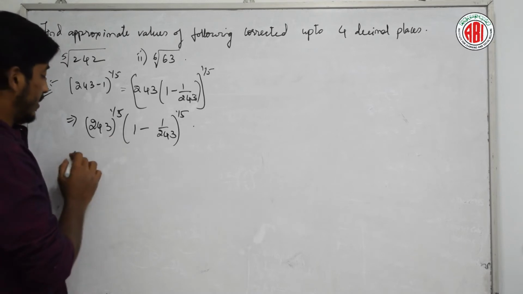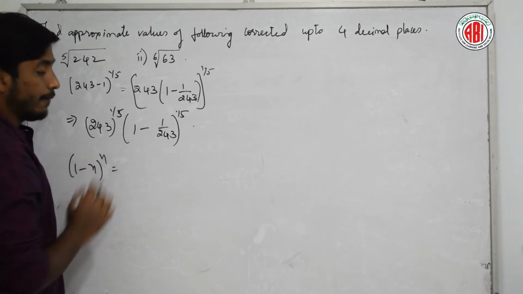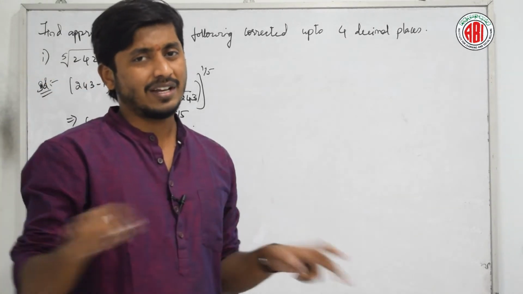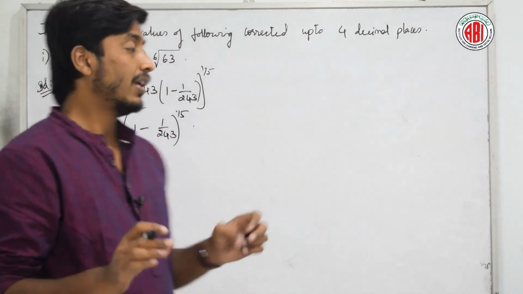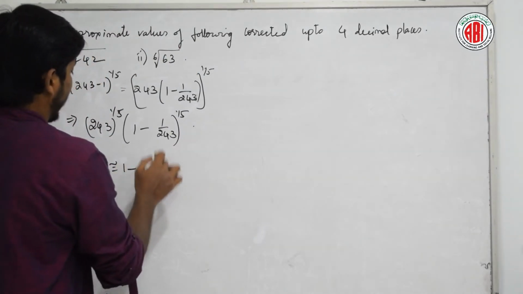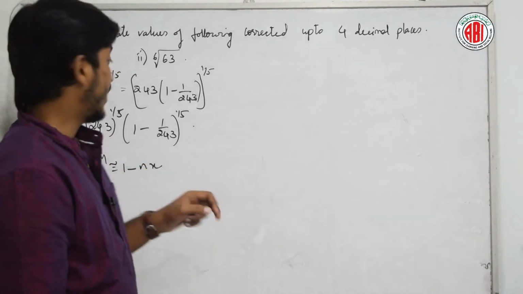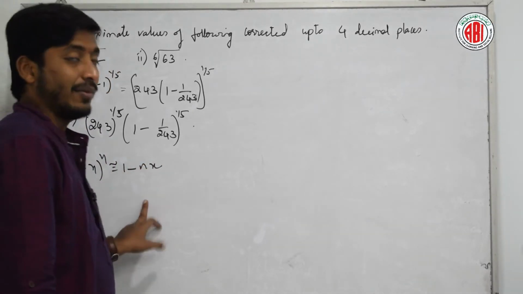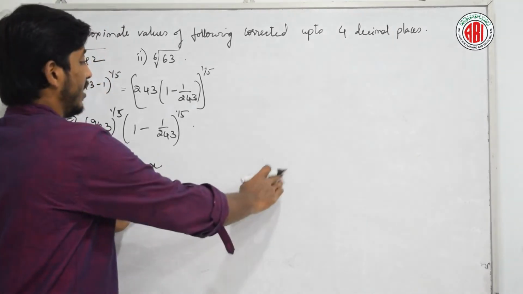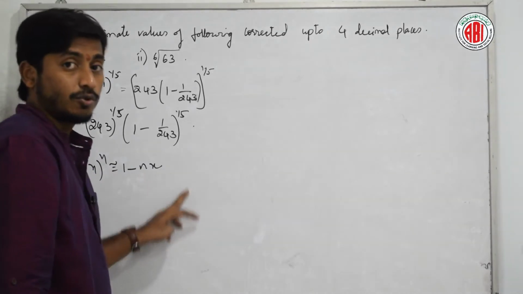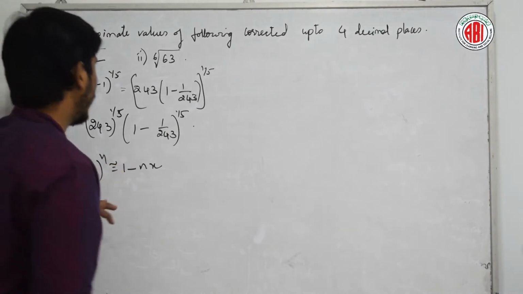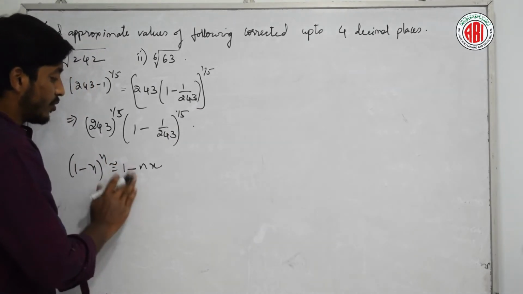Now what is this? This is in the form of 1 minus x whole power n. What is its formula? We have that kind of expansion. Instead of writing everything, the higher terms can be neglected. This can be simply written as 1 minus nx. Why? The terms keep reducing, because here it is 1 factorial, next 2 factorial, 3 factorial, 4 factorial. Those will be so small. So we'll just approximate this term to 1 minus nx.